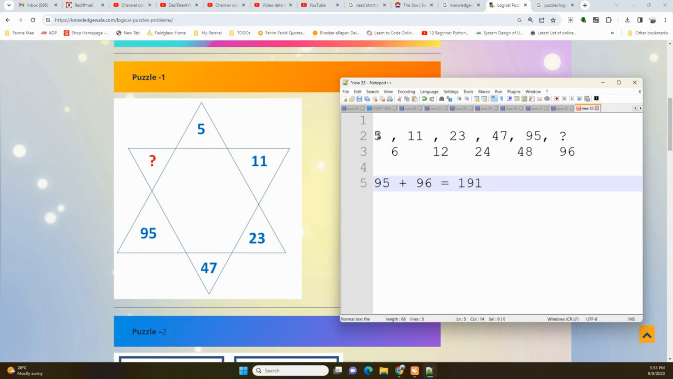So the pattern is saying the difference between these two numbers is a double of the previous difference. So if you add these two numbers, like 47 and 48, you get the next number. In the same way, I added 95 and 96, and we got the missing number, 191. And that's the solution of your problem.